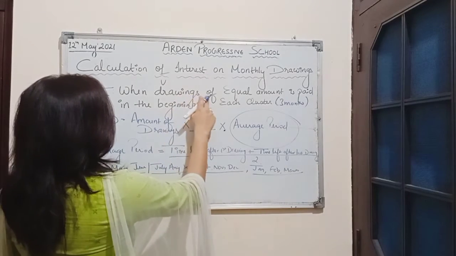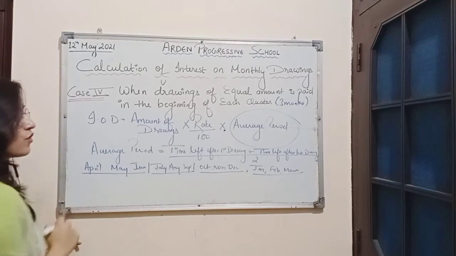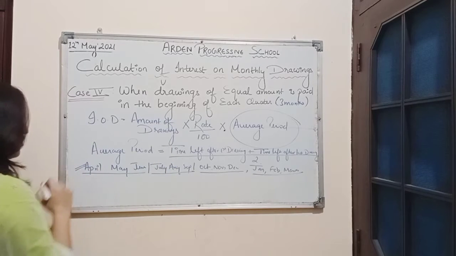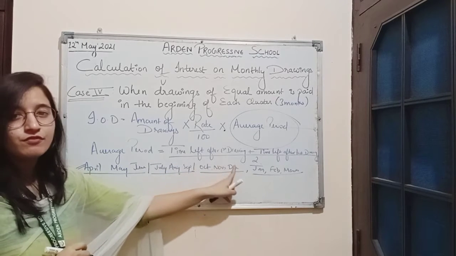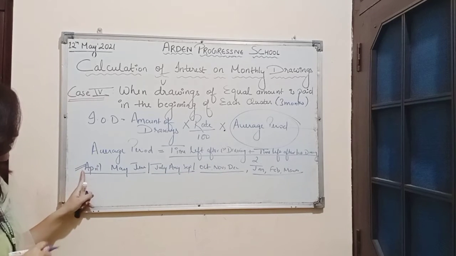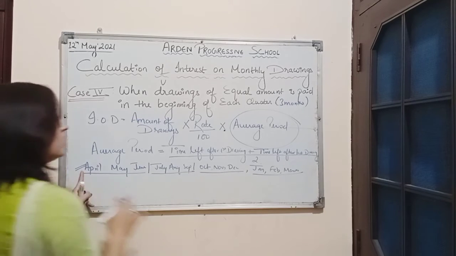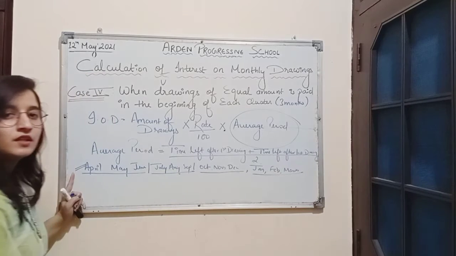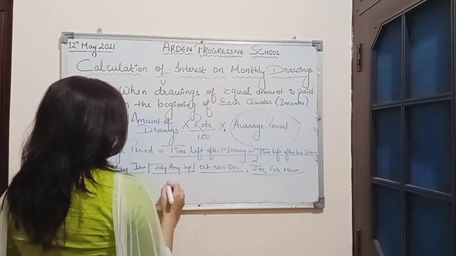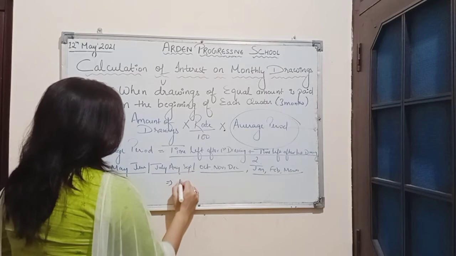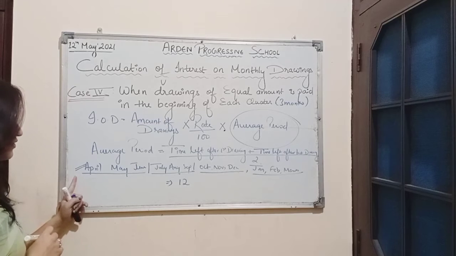Now the drawings is being withdrawn at the beginning of each quarter. So first drawing will be withdrawn on 1st April. So what will be the time left after first drawing? On 1st April drawings is being withdrawn. So from 1st April to 31st March, the time left will be 12 months. So here for calculating average period, we will write 12 months in time left after first drawing.